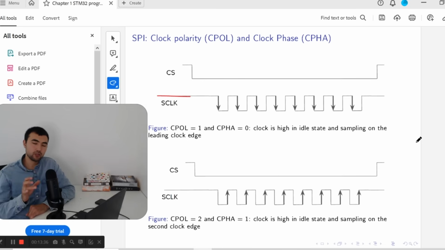Next, we will configure the SPI interface using CubeMX, a graphical tool. So see you in the next video.